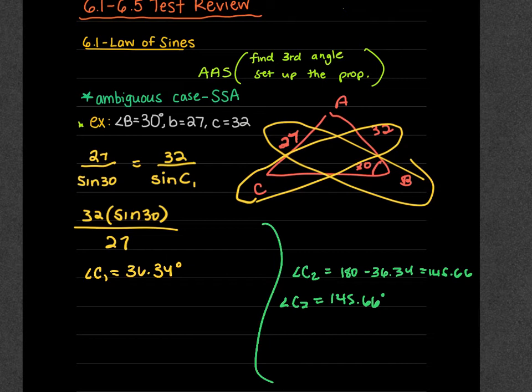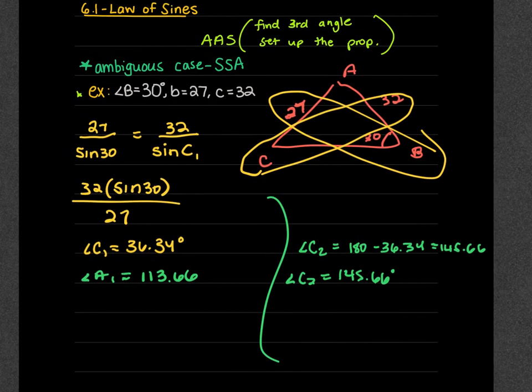I have side C and angle C. I have side B and angle B. I'm missing that third angle, which would be angle A1. And I would do 180 minus 36.34 minus the original angle that was given, 30. And I get A1 is 113.66. And then the last thing I have to find is side A1.